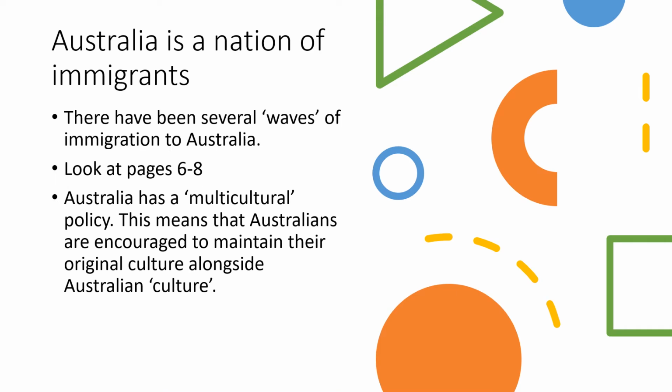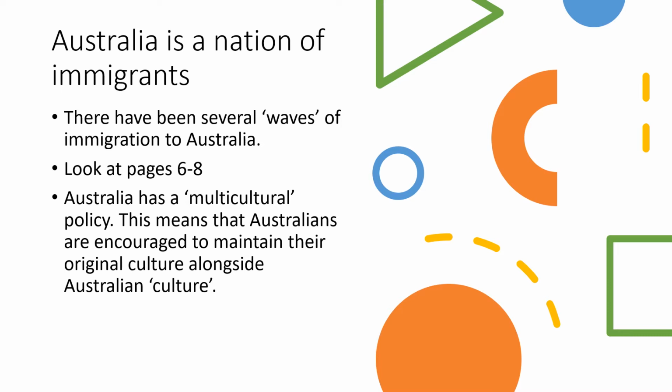So Australia is a nation of immigrants. There has been immigration in Australia since 1788. Everybody in Australia is an immigrant. We just came here at different times. The only exception, of course, is Indigenous people.